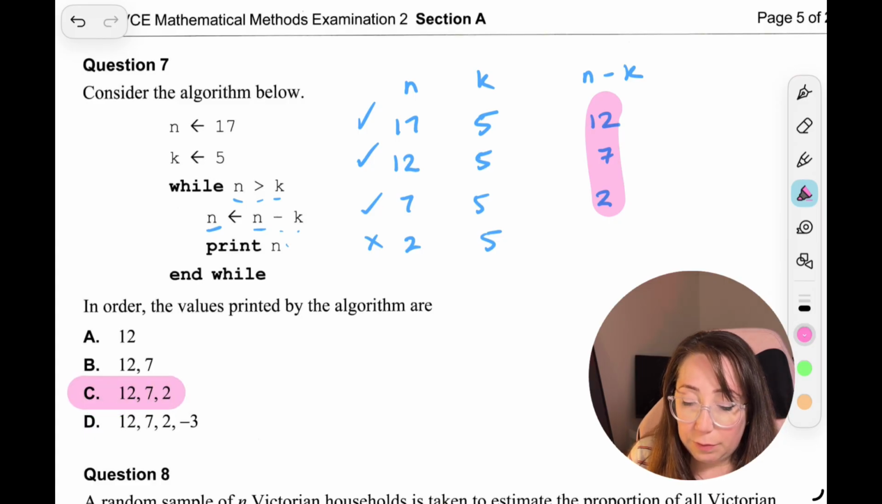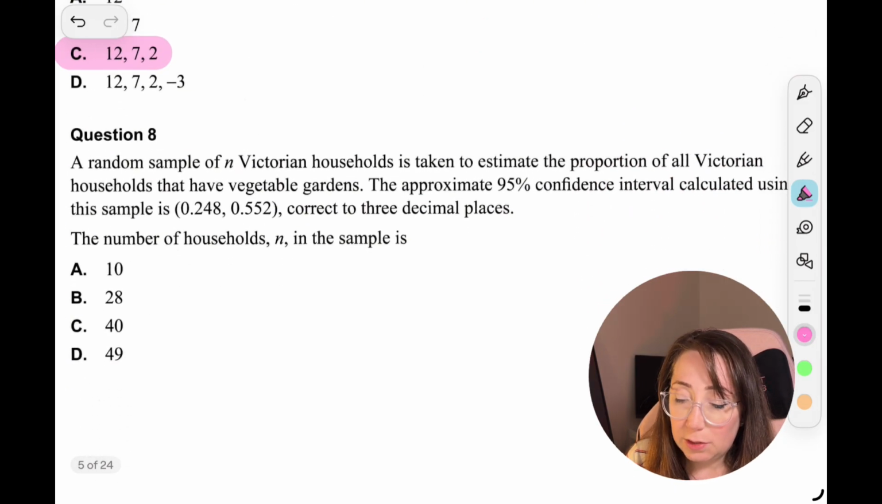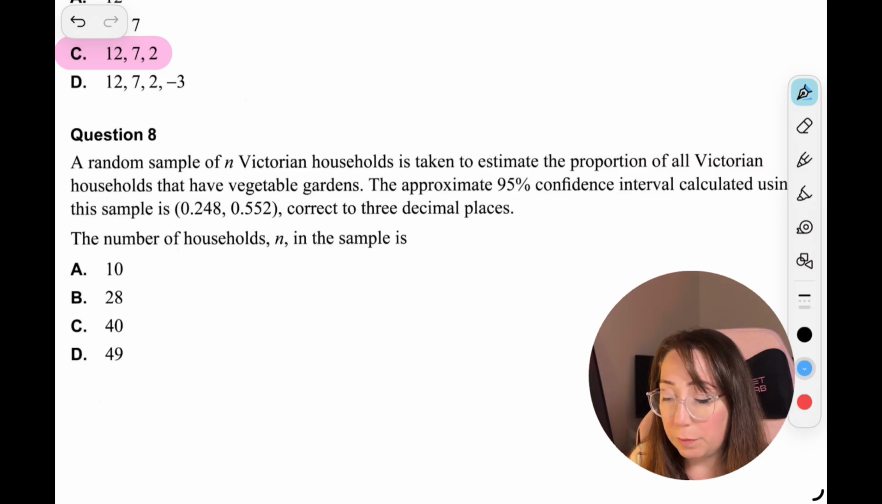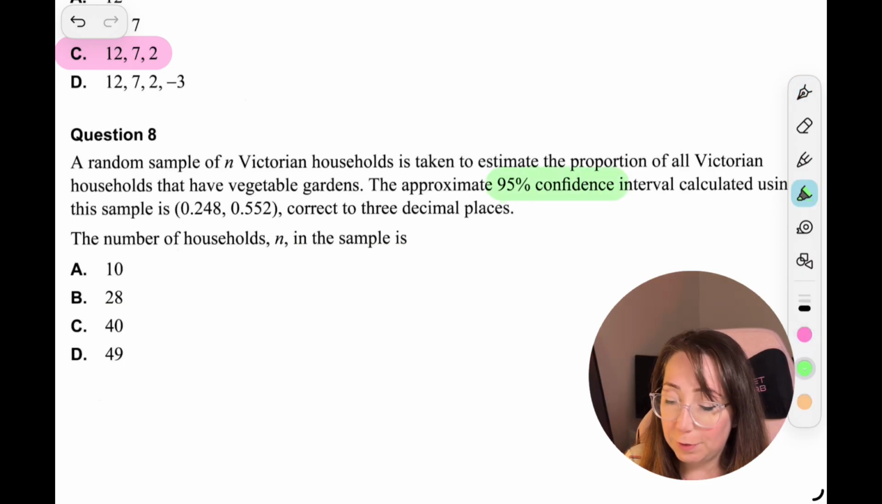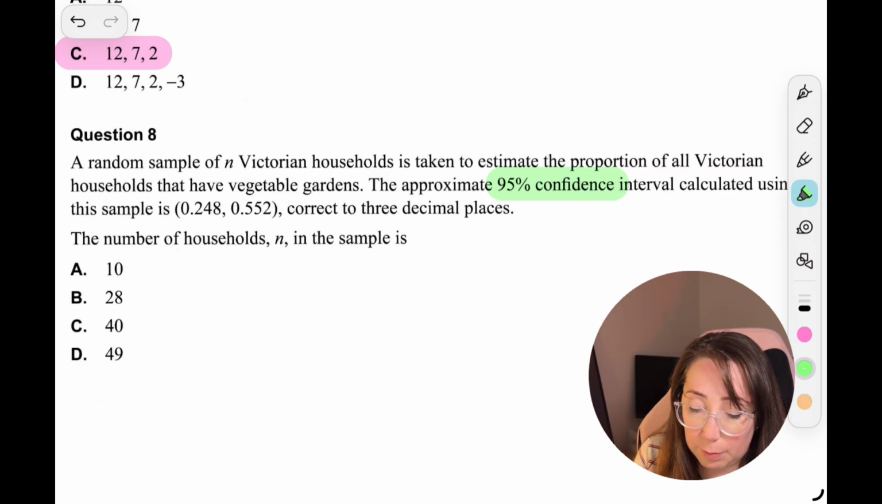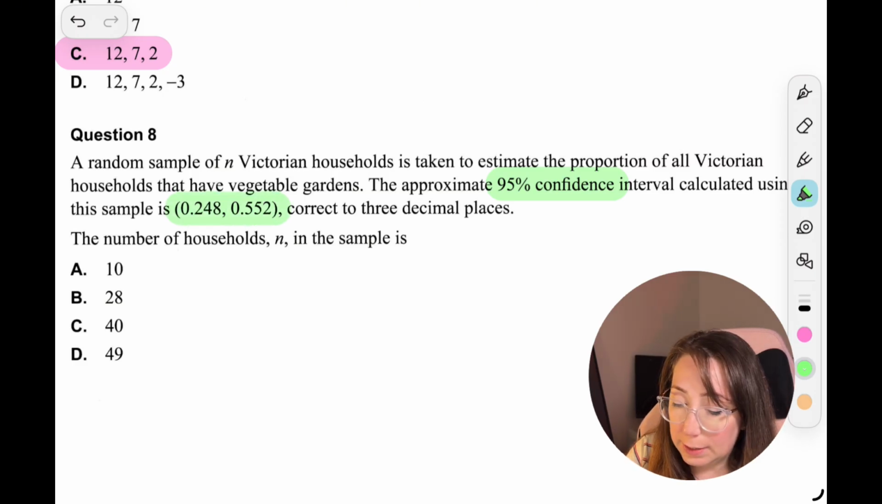All right, question 8. We've got a random sample of n Victorian households taken to estimate the proportion of all Victorian households that have vegetable gardens. We've got a 95% confidence interval. Just because it's really wordy, I'm going to start highlighting. In fact, you should be highlighting all the way through this exam. We've got a 95% confidence interval and this particular sample here, and we're trying to find n.